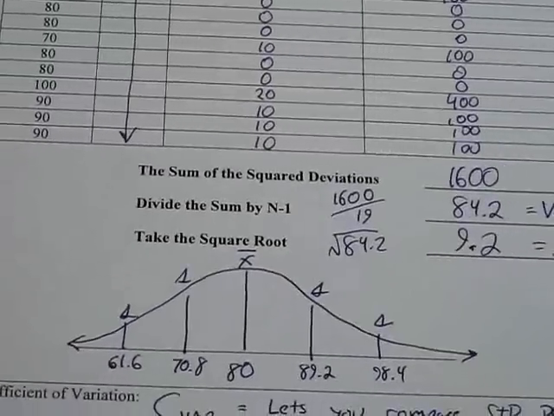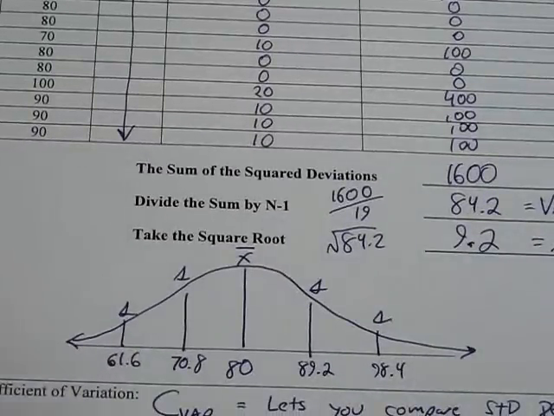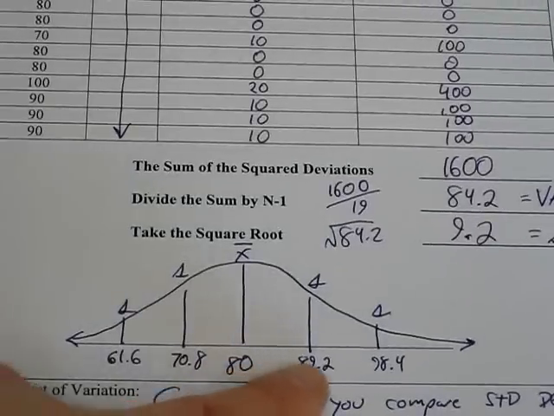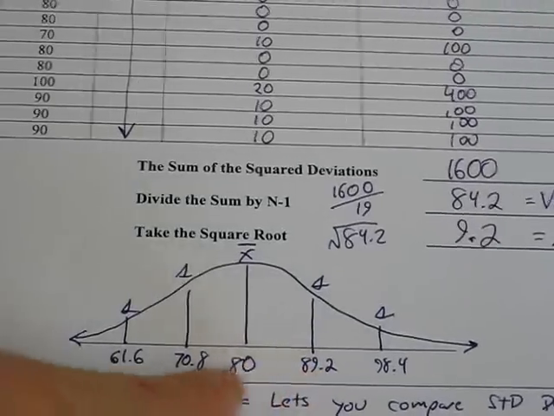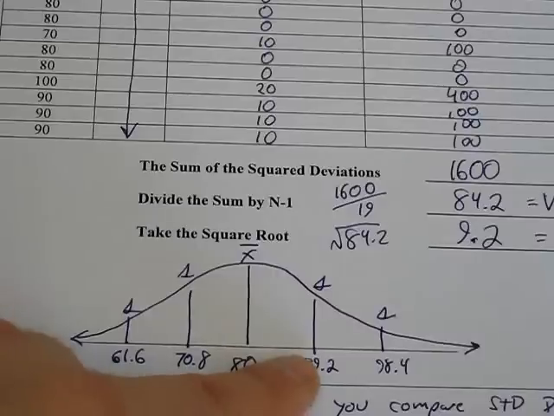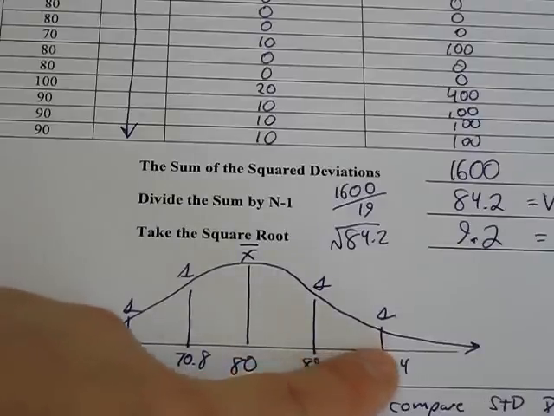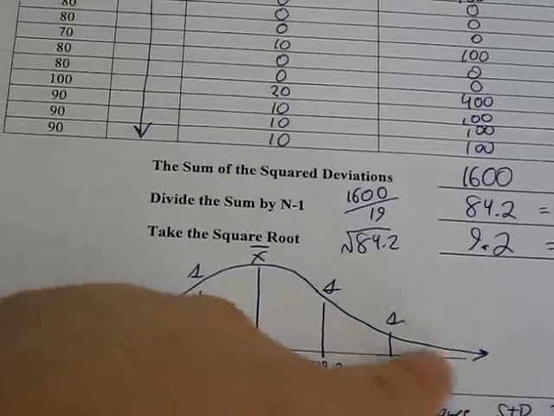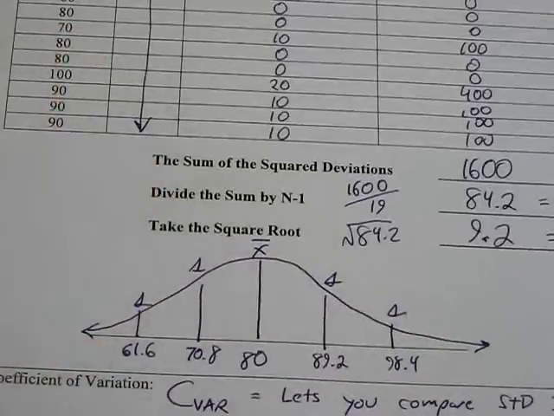Take the square root of 84.2, and this gives you an S, or standard deviation, of 9.2. So if we look at her on the curve, it looks like she has an average of 80. She has 66% of her scores between 70 and 89.2, and you'll notice that only 5% of her scores would actually be bigger than this on this standard deviation.